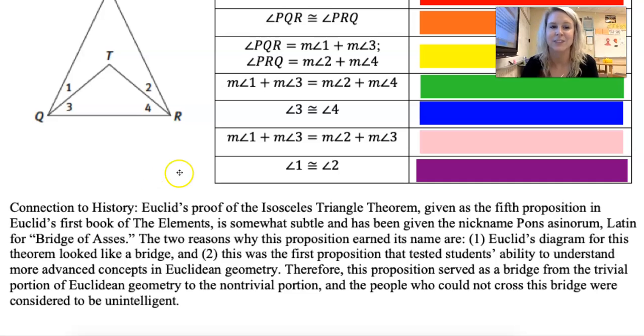All right, before we go over the answer, I'm going to read this connection to history real quick because I think it's so interesting, and it basically says this was a really hard proof. Connection to history: Euclid's proof of the isosceles triangle theorem, which we're about to do, is given as the 5th proposition in Euclid's book of the Elements. It is somewhat subtle and has been given the nickname Pons Asinorum, Latin for bridge of asses.